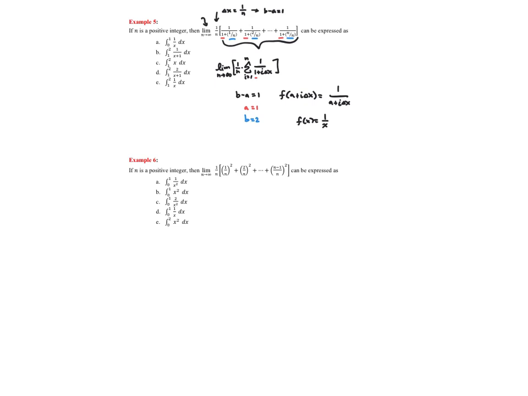Okay, so what we can do now is build our definite integral. This will be equal to, of course, the integral from 1 to 2 of 1 over x dx, which of course in this case will be e. Okay, let's look at another example, example 6. If n is a positive integer, then the limit as n approaches infinity of 1 over n times that summation can be expressed as the following integral. Okay, very similar. We see delta x is 1 over n, which tells us that b minus a is equal to 1.